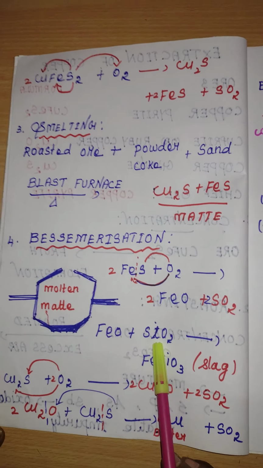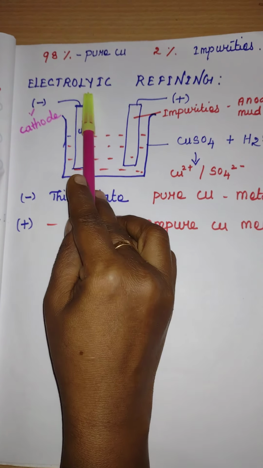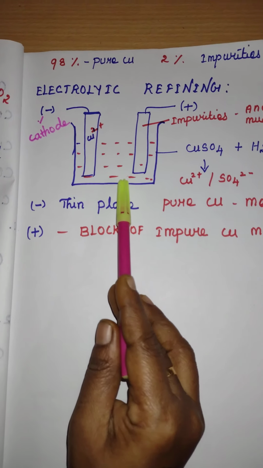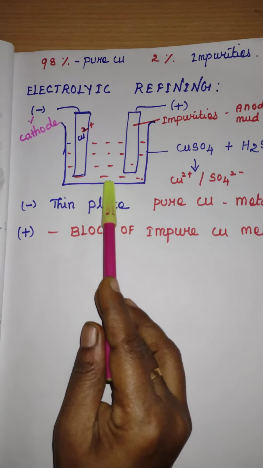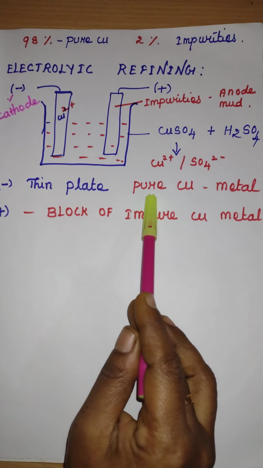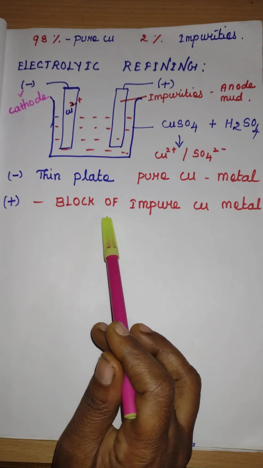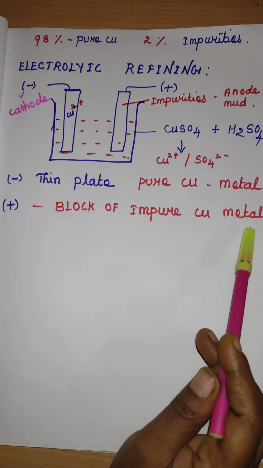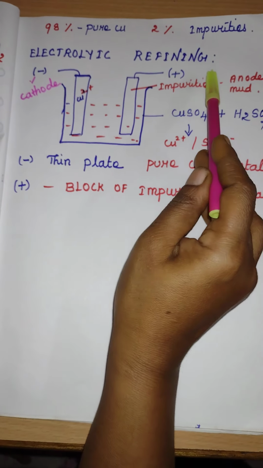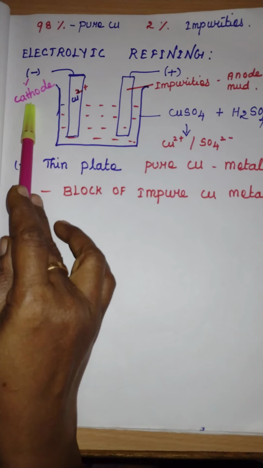Pure copper is obtained by removing the impurities. These impurities can be removed by the process of electrolytic refining. By this electrolytic refining process, you remove the impurities and get pure copper. For electrolytic refining, the cathode is a thin plate of pure copper metal, and the anode is a block of impure copper metal. Impure copper is the anode and pure copper is the cathode.